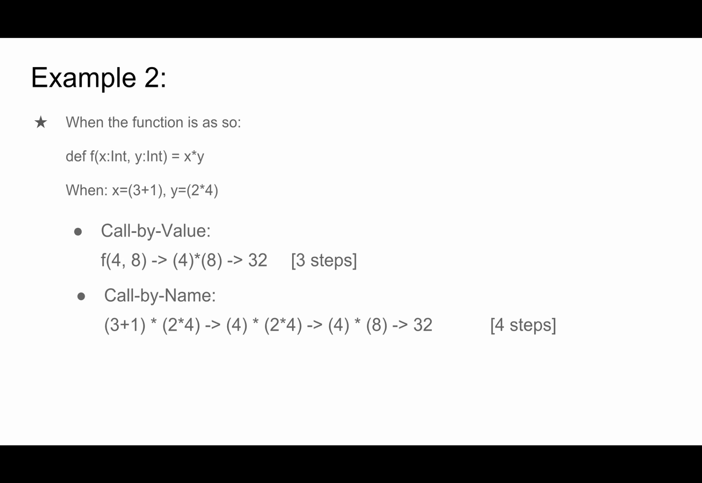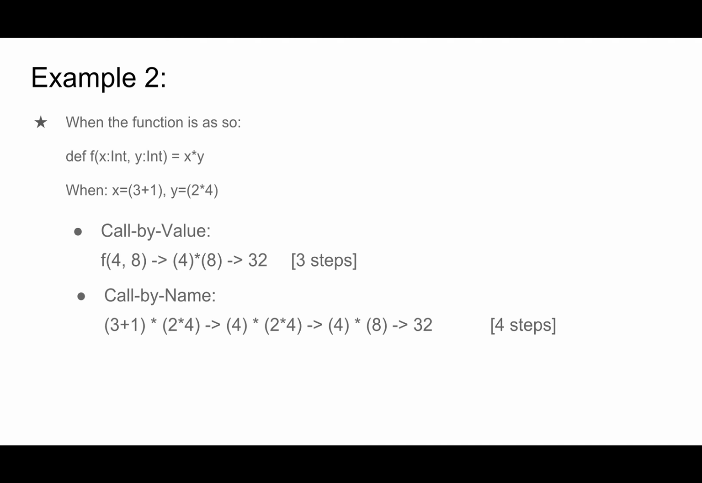So, first, we have a function that takes in x equals 3 plus 1 and y equals 2 times 4. On the second step, only one reduces, so we would have x equals 4 and y equals 2 times 4. For the next step, we reduce y to 8. After this, the actual function gets executed, multiplying 2 times 4, and in the final step, outputting 32.